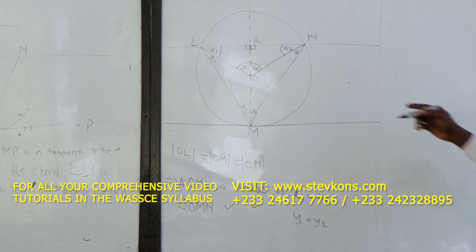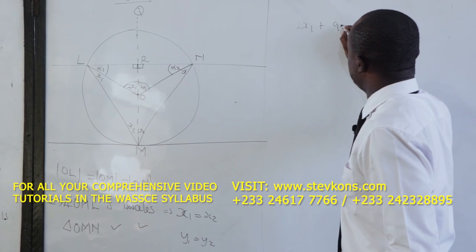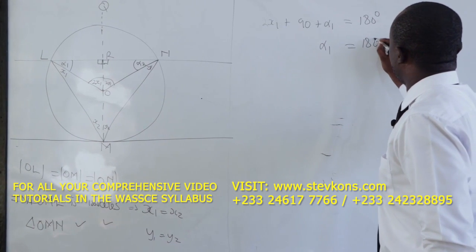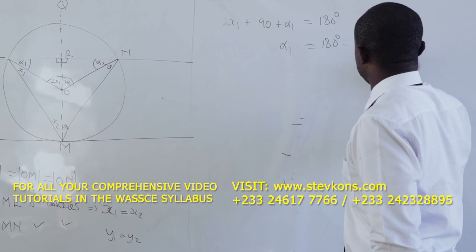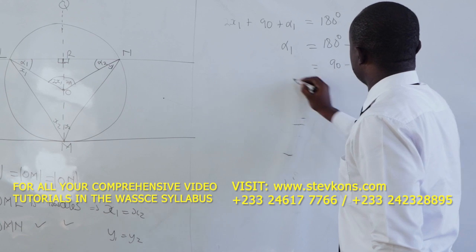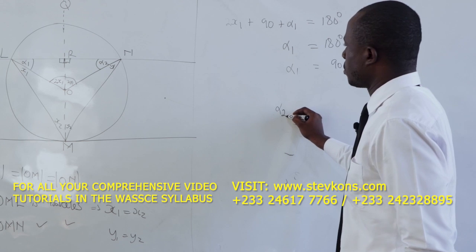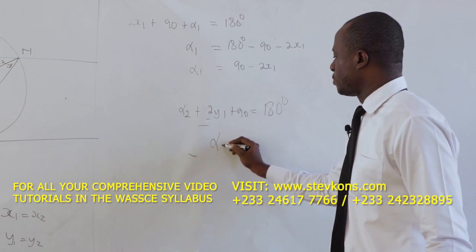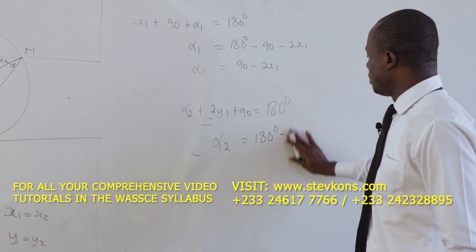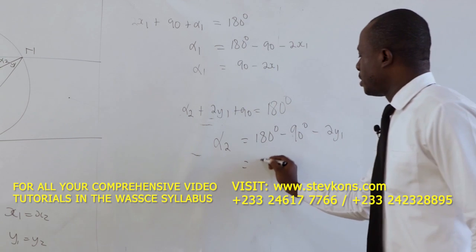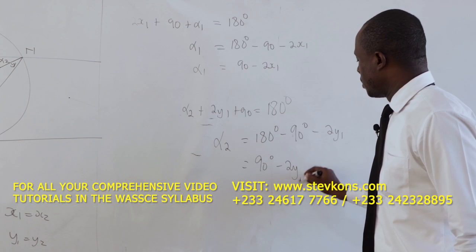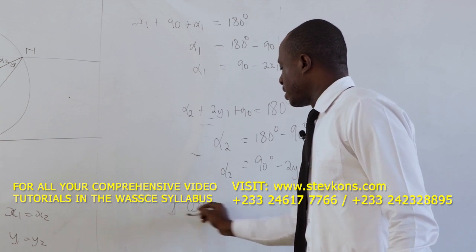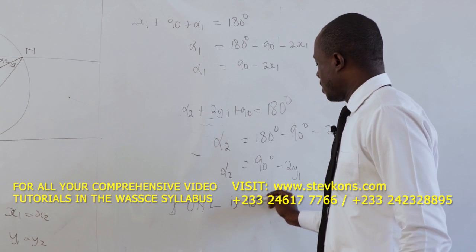Now sum of angles in a triangle equal to what? 180. So we know 2x1 plus 90 plus alpha 1 equal to 180 degrees. So alpha 1 is equal to 180 degrees minus 90 degrees minus 2x1, and this is equal to 90 minus 2x1. That is alpha 1. Now, alpha 2 plus 2y1 plus 90 degrees is also equal to 180 degrees. So alpha 2 is equal to 180 degrees minus 90 degrees minus 2y1. Now this is 90 degrees minus 2y1. That is alpha 2. But then we know that triangle ONL is isosceles.